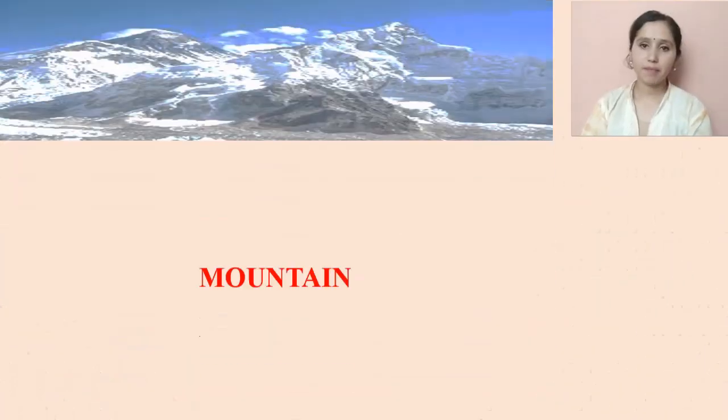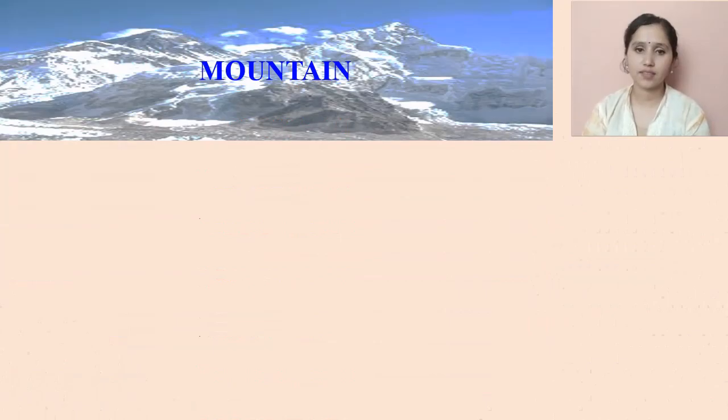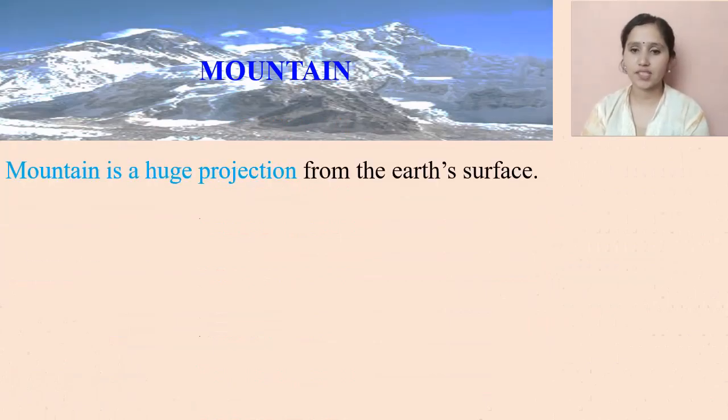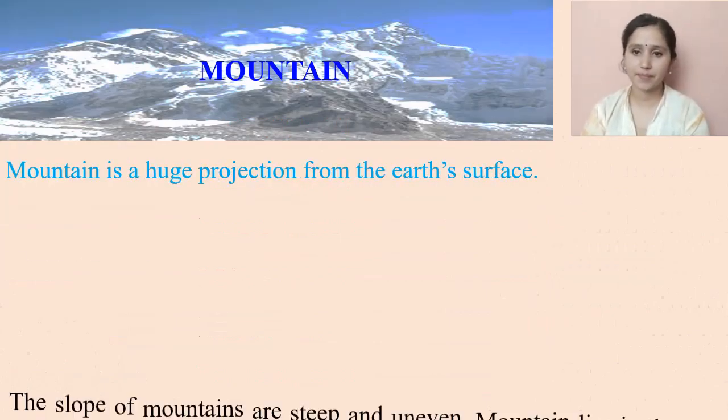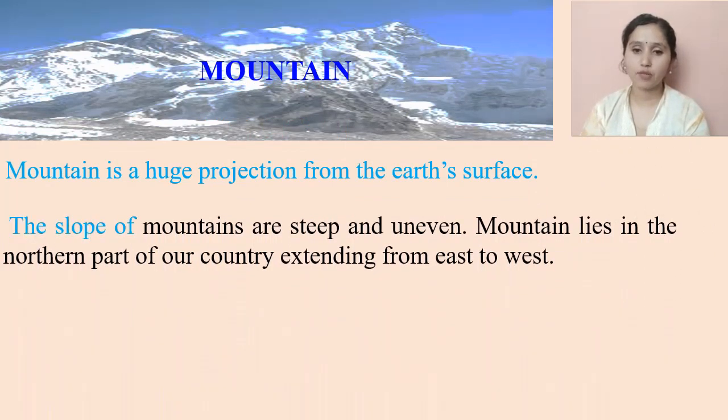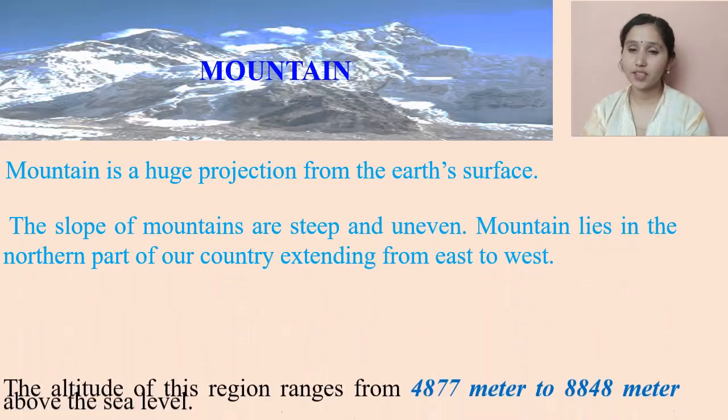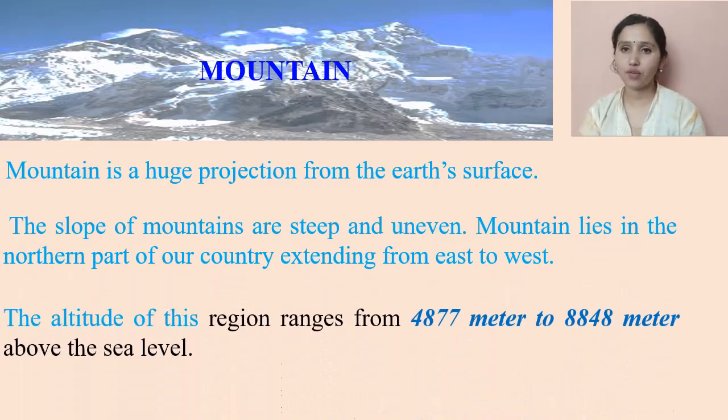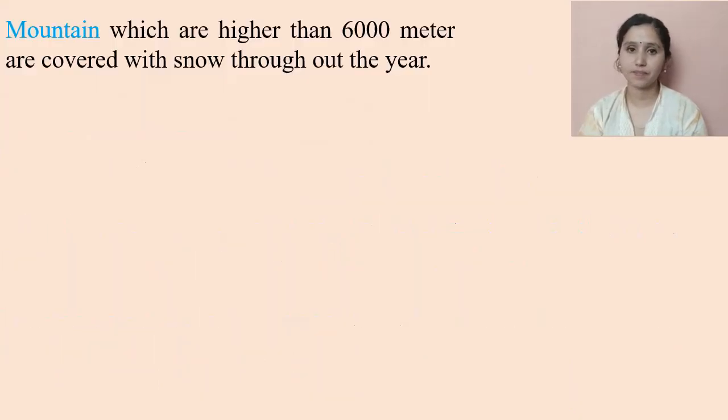Now let's go through the different landforms present on the Earth. Mountain. A mountain is a huge projection from the Earth's surface. The slopes of a mountain are steep and uneven. The mountains lie in the northern part of our country, extending from east to west. The altitude of this region ranges from 4,877 to 8,848 meters above sea level.